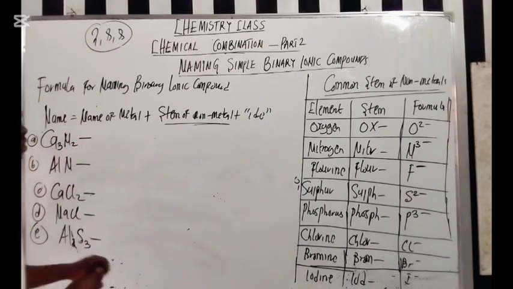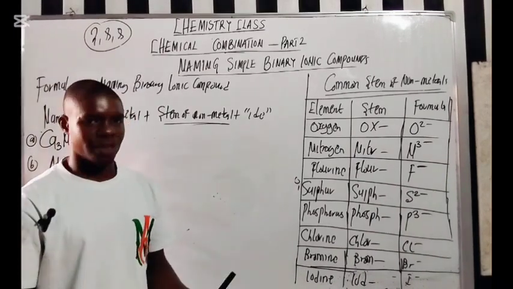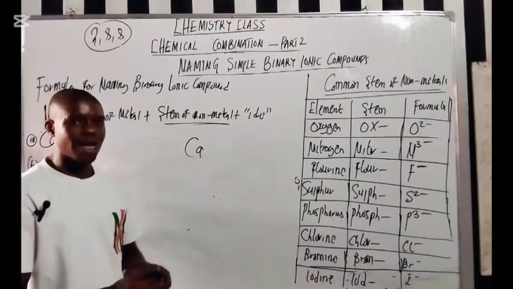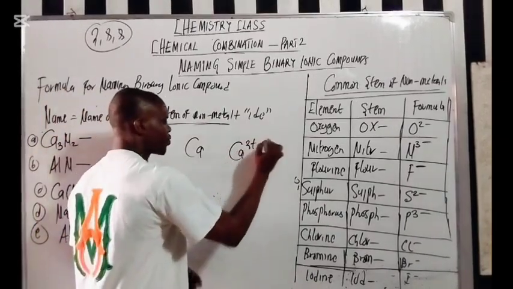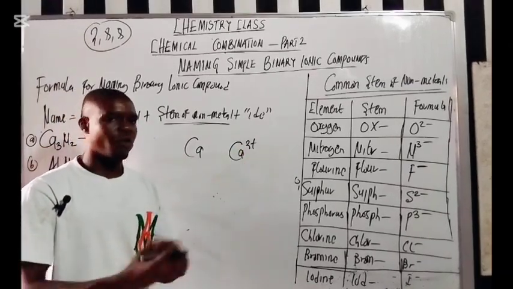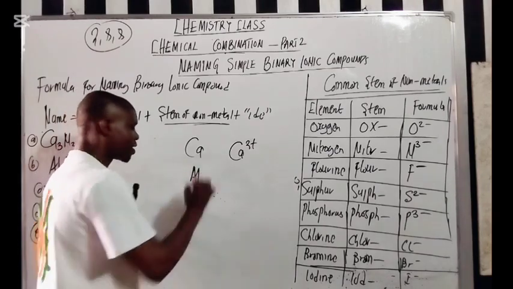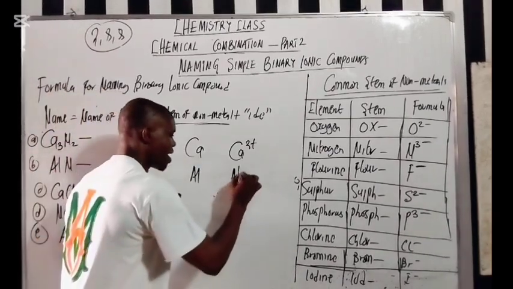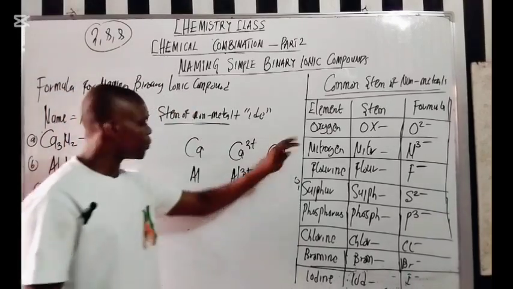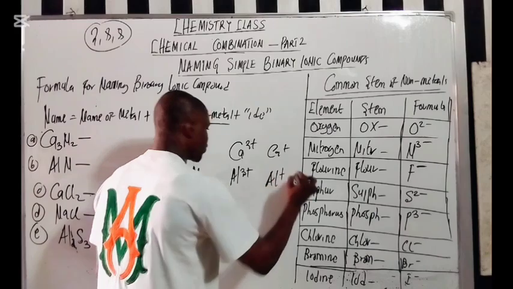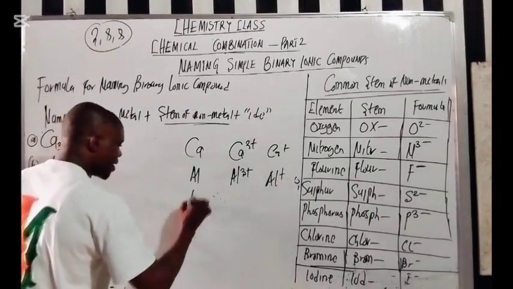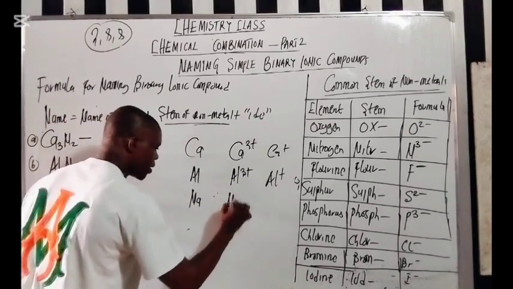Now, these are metals with single oxidation states. What do I mean by single oxidation states? Like calcium, we look at calcium here. The oxidation state of calcium is just Ca2+. So when you're naming something like this here, you don't include the oxidation state of calcium. Like aluminium here, the oxidation state is always Al3+. There's no way you can see Ca+. It's not possible. There's no way you can see Al+. It's not possible. So these are metals that have a single oxidation state, like sodium, Na is Na+.